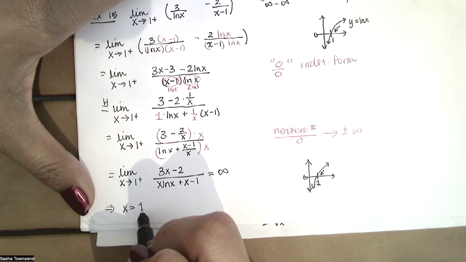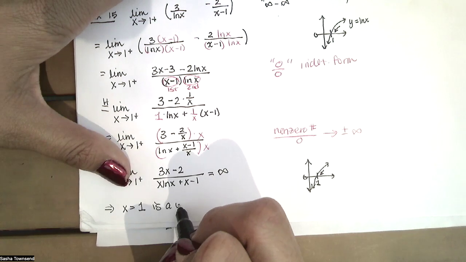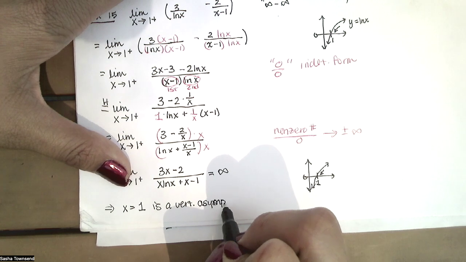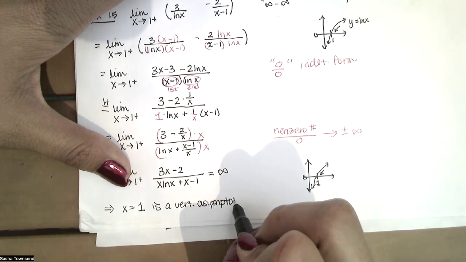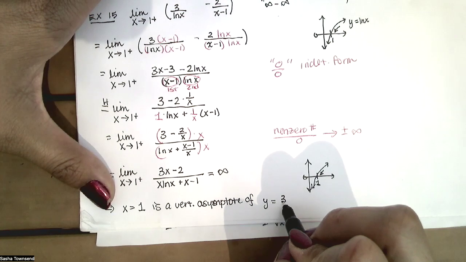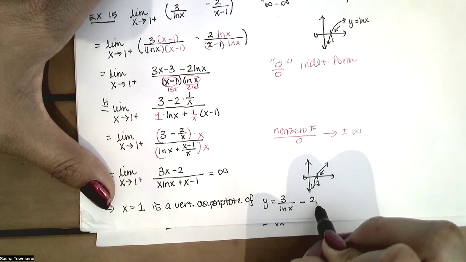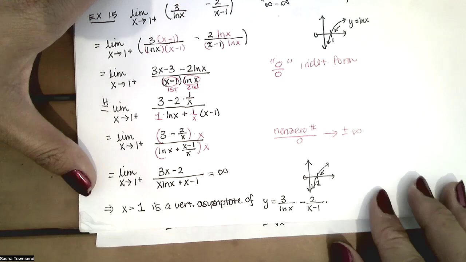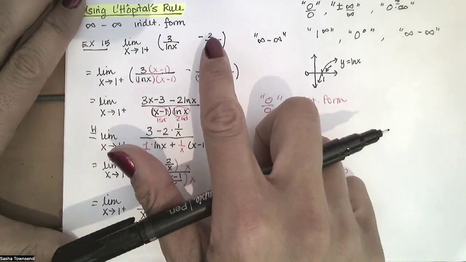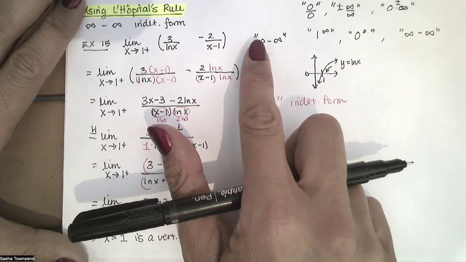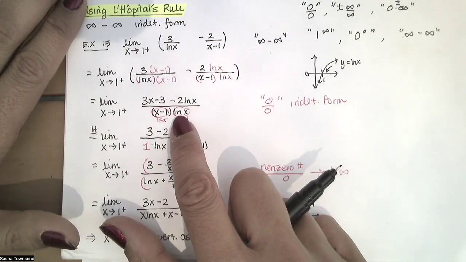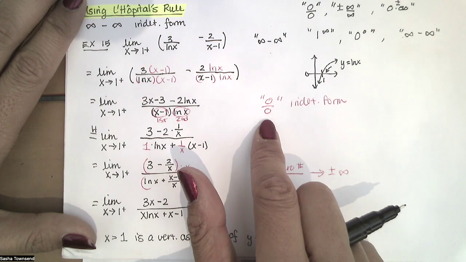Now, anytime you get an infinity for your limit as x approaches a finite value, then x equals that finite value is a vertical asymptote of the original function. So this is a vertical asymptote of the function y equals 3 divided by natural log of x minus 2 divided by x minus 1. So that's what we get. And what was nice about it is what we did was we got rid of the infinity minus infinity indeterminate form. It became an indeterminate form that we could apply L'Hopital's rule to.